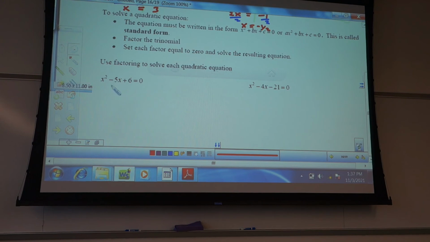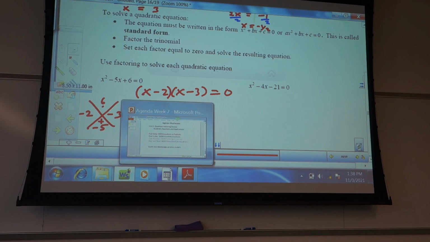Gotta factor that one. So two numbers that multiply to 6, they add to negative 5. Okay, so they multiply to 6. So since they multiply to 6, it's positive, that means they add to 5. So we're looking for two numbers that add to 5. 2 and 3. And they add to negative 5, so they both have to be negative. Which means that we're done already. X minus 2 times x minus 3 equals 0. Because my a is 1.